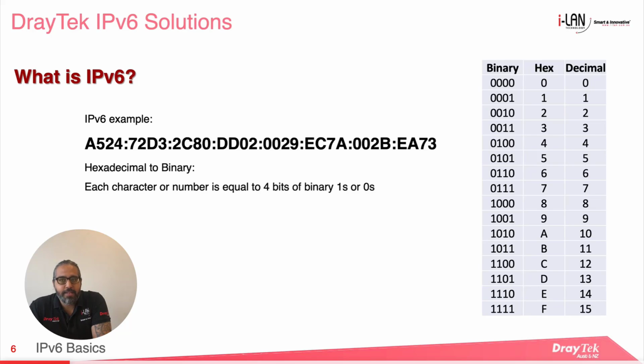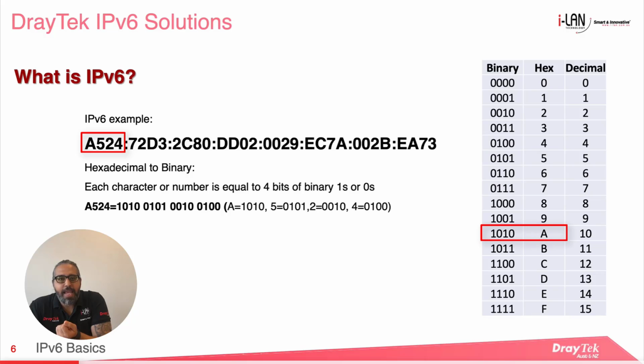Each hexadecimal character represents 4 binary characters, which we can see in the table on the right. 1 to 9 in hex are the same as the decimal versions, but then 10 to 15 are represented using the letters A to F. So if we look at the first octet of our example IPv6 address here, A524, we know that A is 1010, 5 is 0101, 2 is 0010, and 4 is 0100.